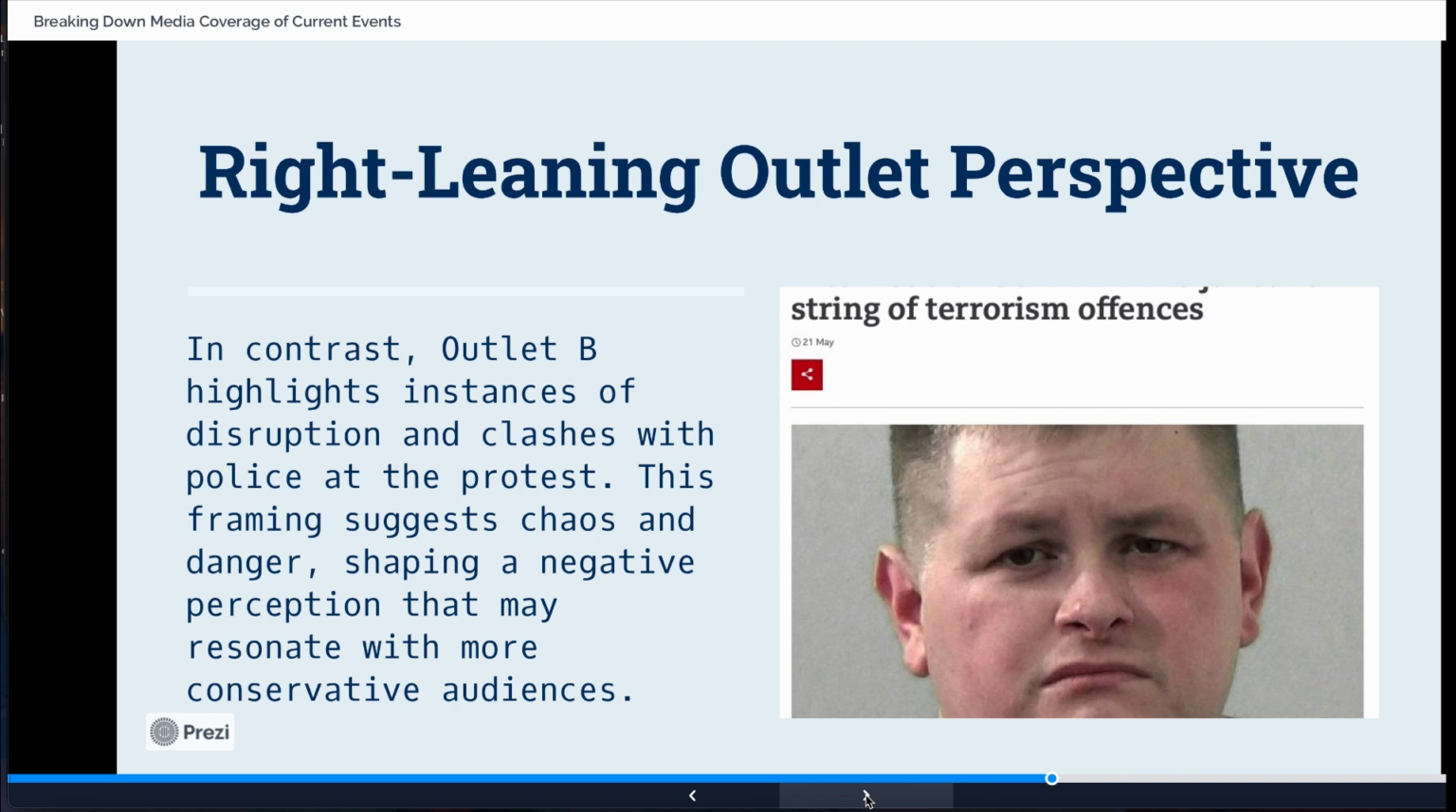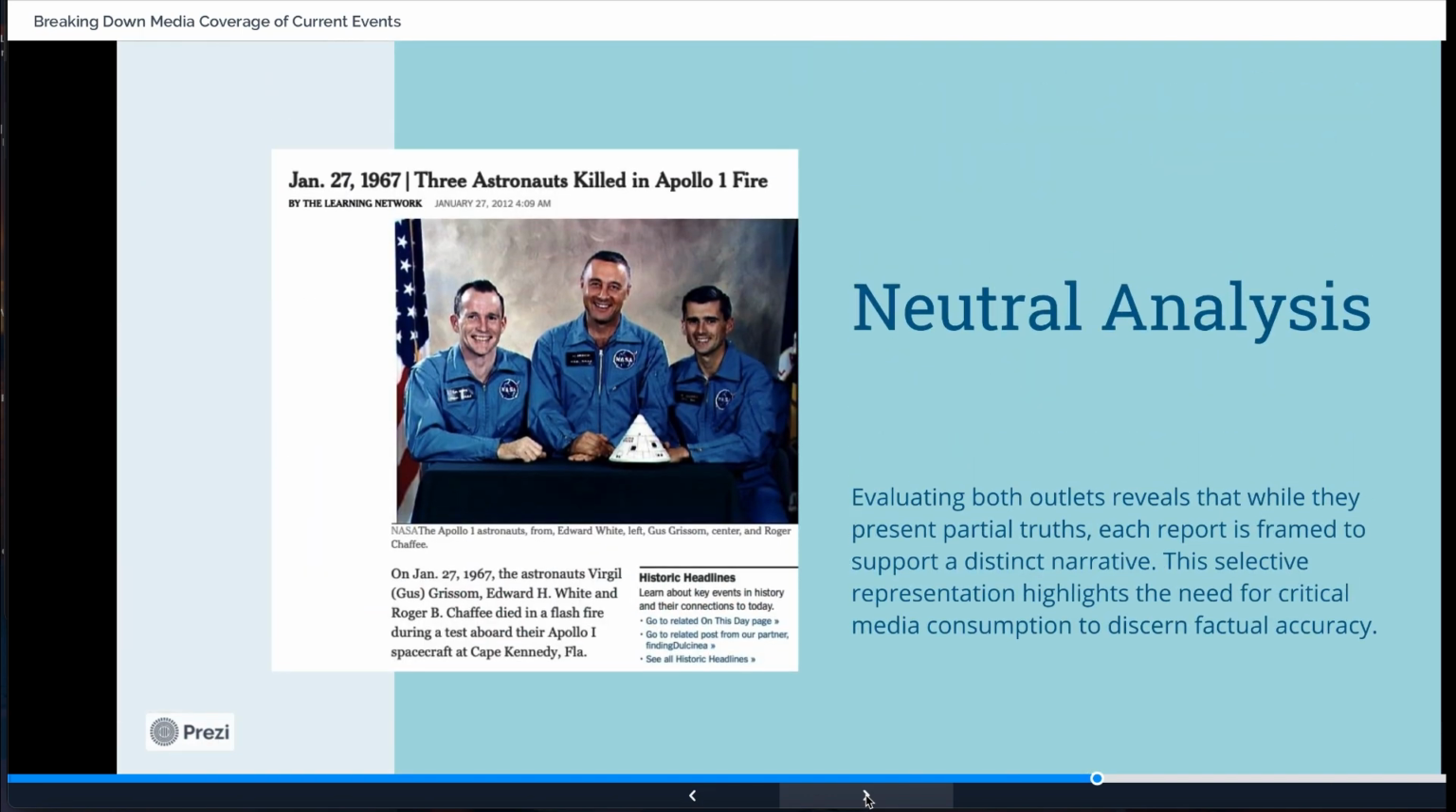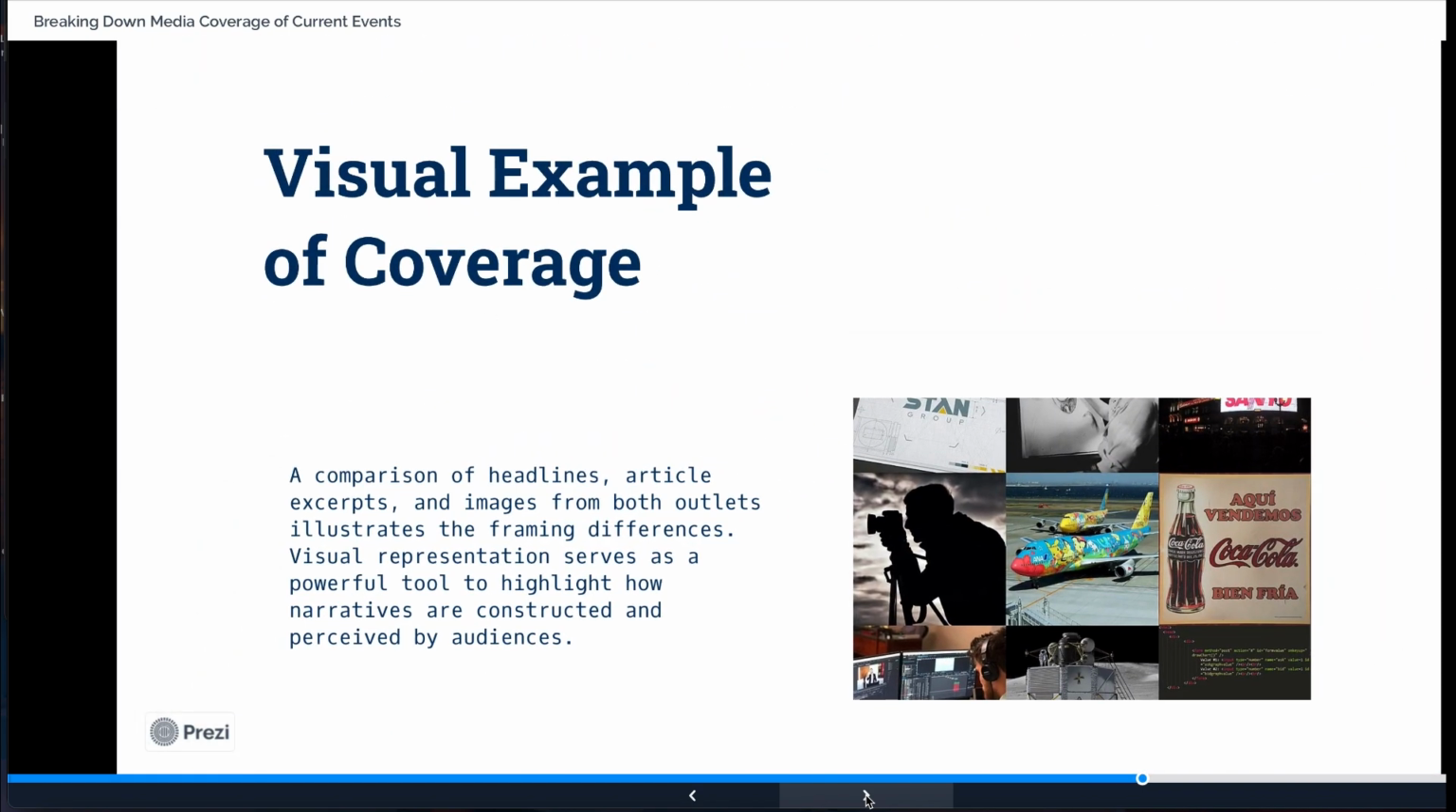Neutral analysis. Evaluating both outlets reveals that while they present partial truth, each report is framed to support a distinct narrative. This selective representation highlights the need for critical media consumption to discern factual accuracy. Visual example of coverage. A comparison of headlines, article excerpts, and images from both outlets illustrates the framing differences. Visual representation serves as a powerful tool to highlight how narratives are constructed and perceived by audiences.